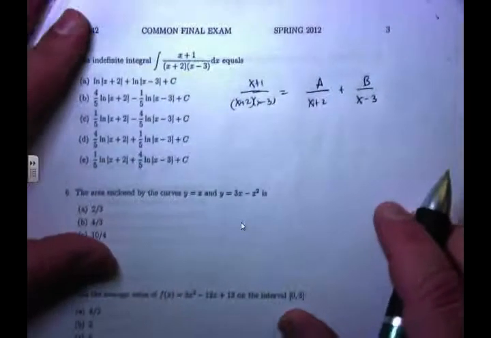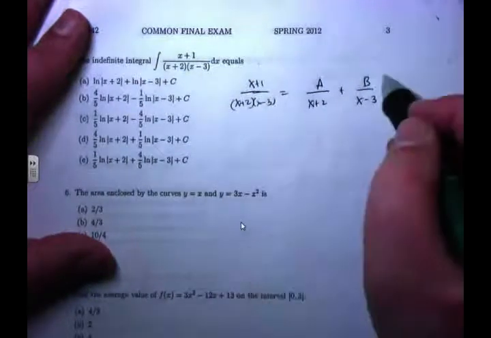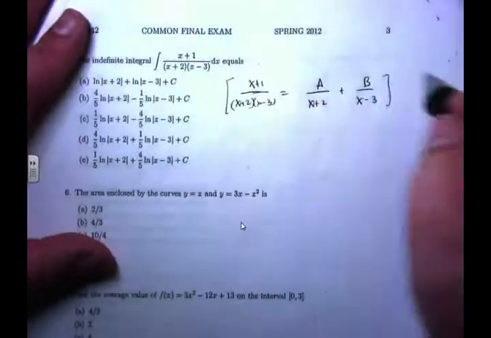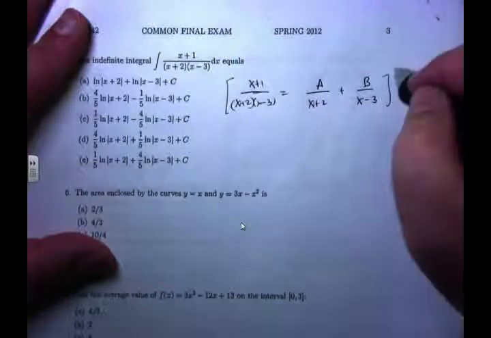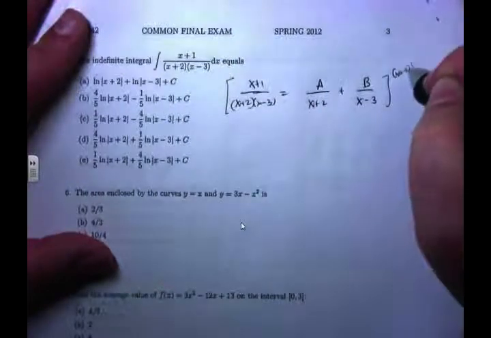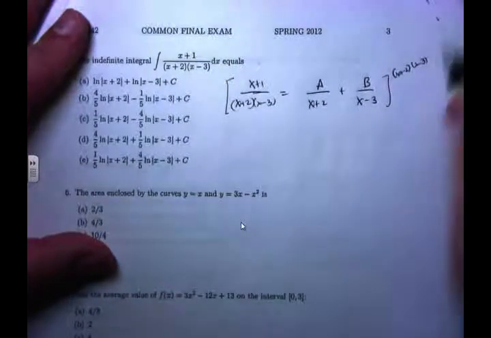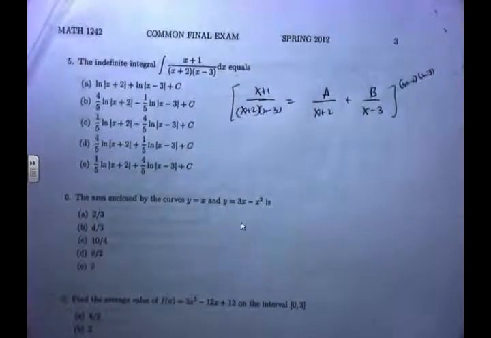Okay? So, the next thing you do with partial fractions is you multiply by your common denominator, which is x plus 2 times x minus 3. Okay?